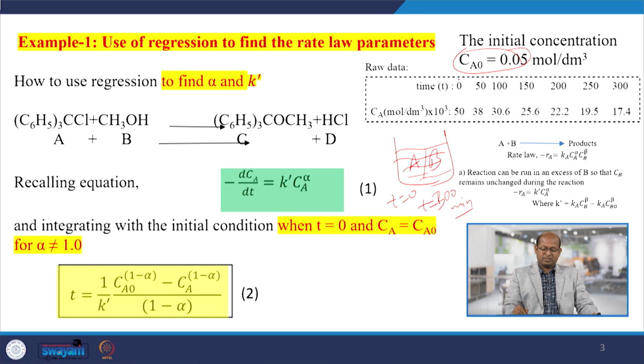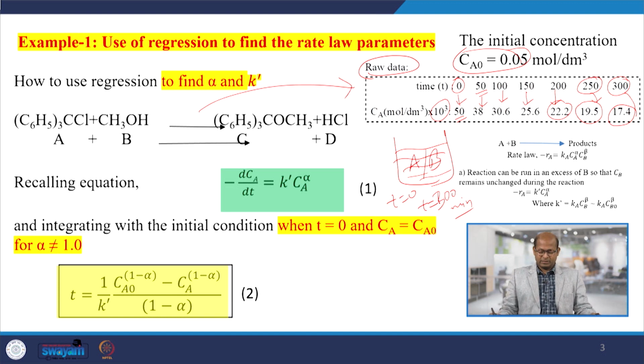Then at time t equals 0, the concentration initially was 0.05, and now C equals this. The 10 to the power 3 is there on the left hand side, we can divide by it, then we can get the actual concentrations. Then at 50 minutes the concentration is this, at 100 minutes this, at 150 this, at 200 minutes the concentration of A is this, at 250 like that, up to 300 the concentration will be like this. So, this is the raw experimental data. From the experiments we can collect how the concentration changes with time.